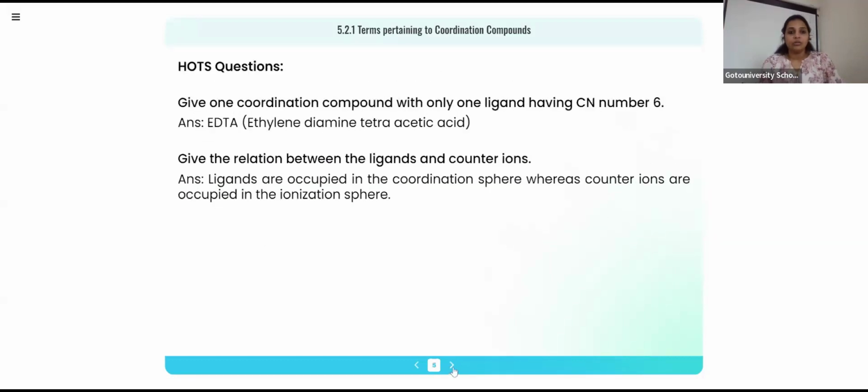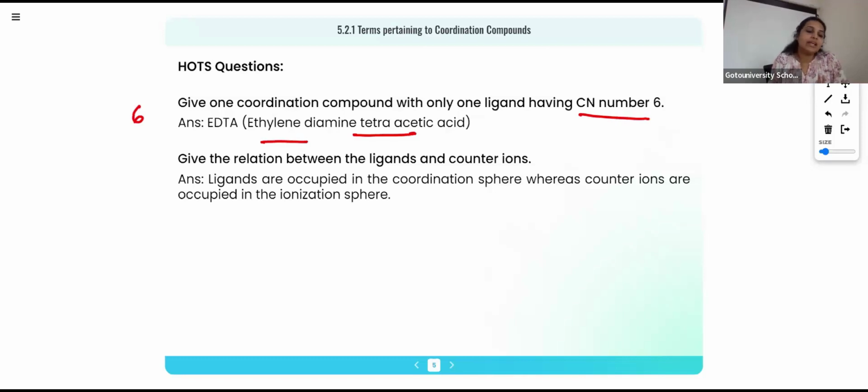Now, some questions. Give one coordination compound with ligand coordination number 6. See, one coordination compound with only one ligand having coordination number 6 means this one ligand is enough. Normally, NH3 gives one pair of electrons. H2O gives one pair of electrons at a time. EDTA means that one ligand can donate 6 pairs of electrons.